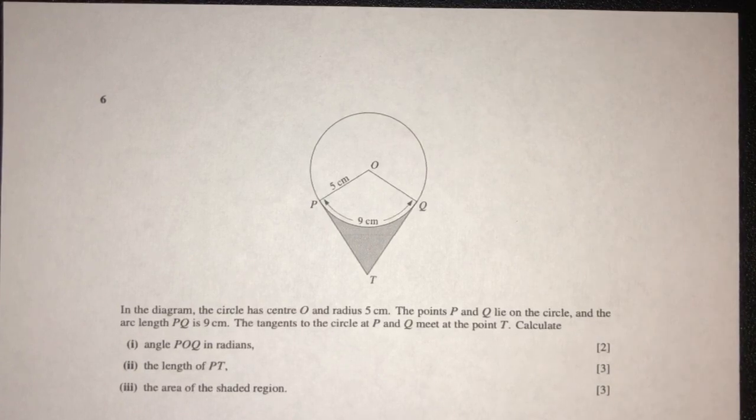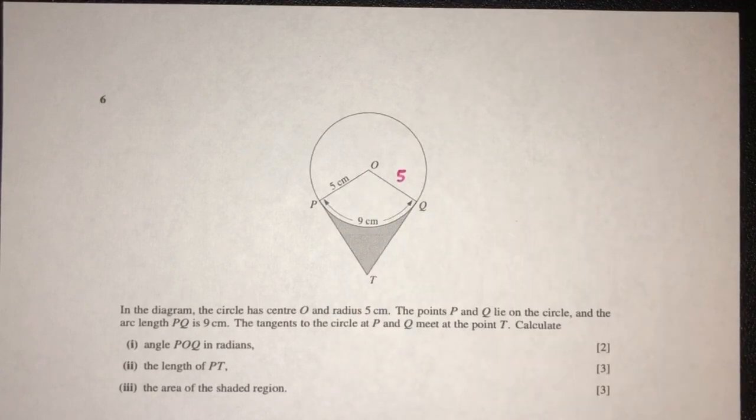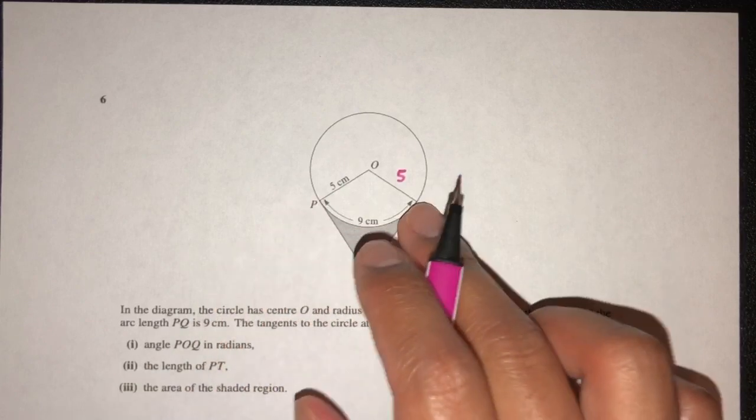In the diagram, we have the circle has center O and radius 5. This is 5, center is O. The points P and Q lie on the circle, okay? And the length of PQ is 9. The length of PQ is 9, okay? This is 9 right here.